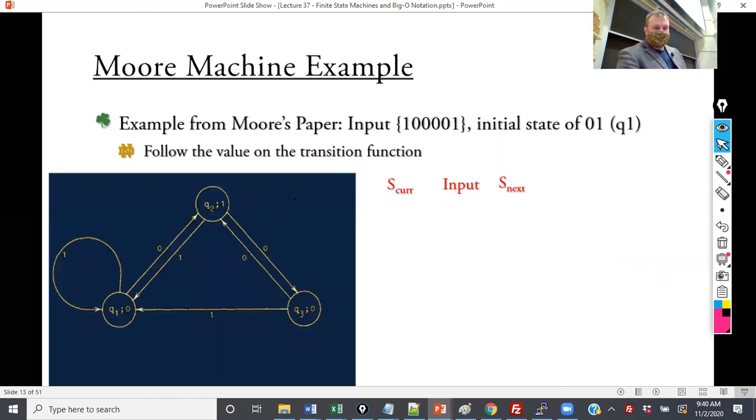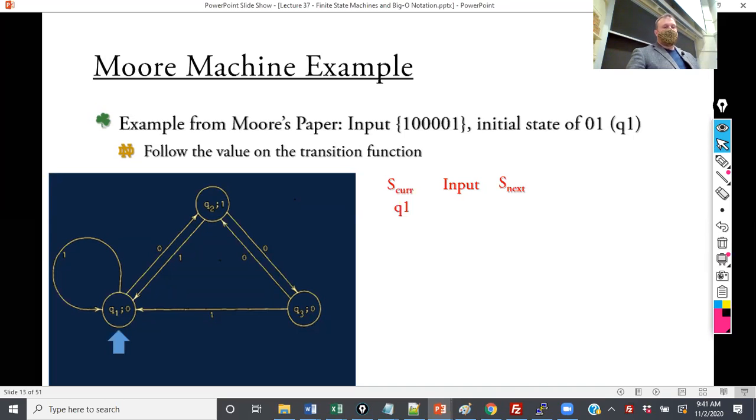So here is a Moore machine. And here we have Q1, and it says 0, Q2 with a 1 inside, and then Q3 with a 0 inside. And here we have a set of inputs, 1, 0, 0, 0, and 1 with an initial state. I say 0, 1, but here we're going to call it Q1. And so let me walk through the first step, and then we're going to walk through the rest of this Moore machine.